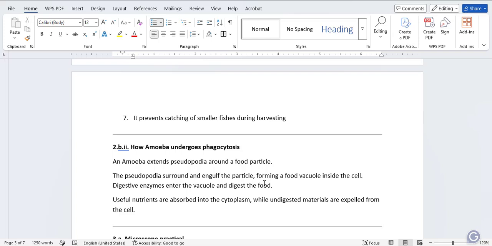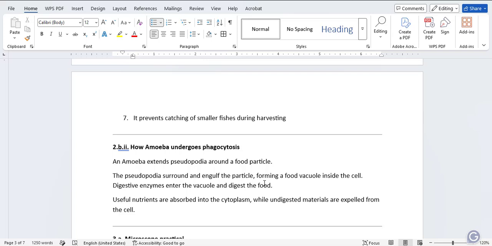So an amoeba extends the pseudopodia around the food particle. The pseudopodia surround and engulf the particle, forming a food vacuole inside the cell, or a vesicle, right? If we're referring to other cells, white blood cells, macrophages or microphages, we're talking about vesicles. But in amoeba, the special vesicle here is the food vacuole. Now this food vacuole captures the food, engulfs the food, and brings it into the cytoplasm.